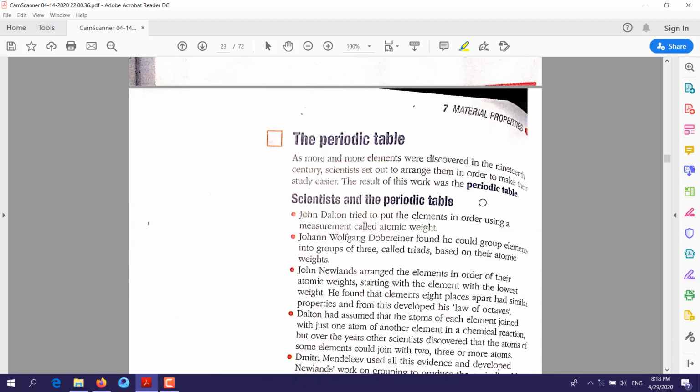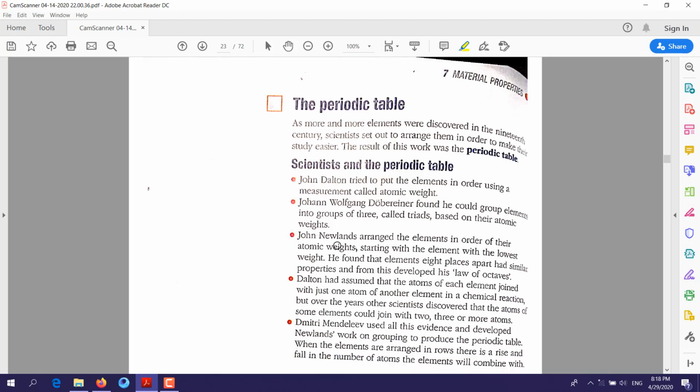The periodic table. As we just mentioned, when we say periodic table, it's a table that contains all the elements that exist on Earth. All of these elements are arranged in a specific way depending on their atomic number, or depending on the number of protons.